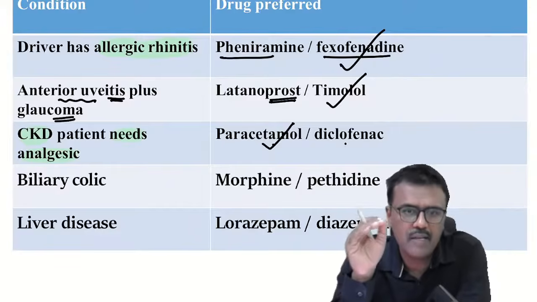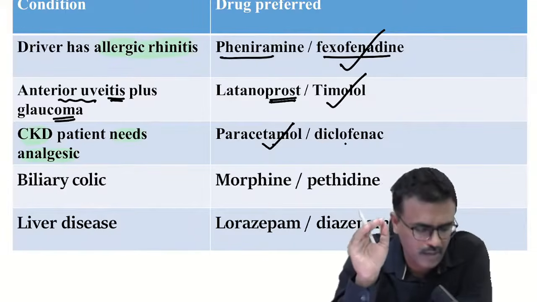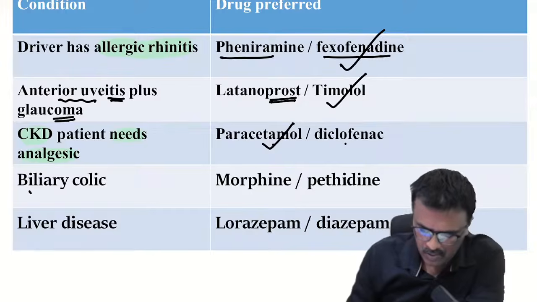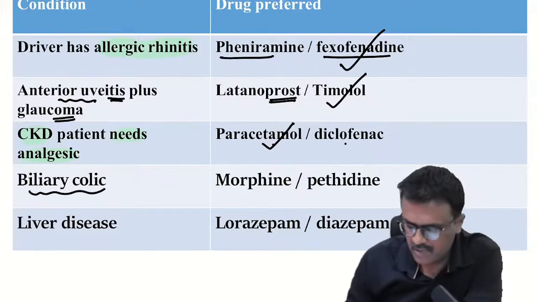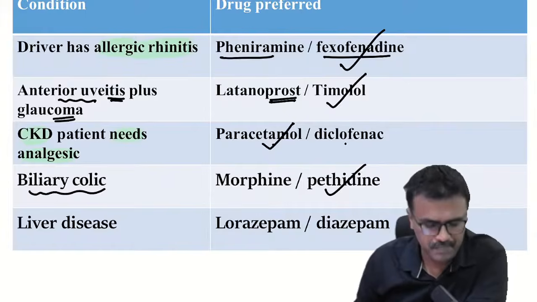Tell me, is there any other name for paracetamol? It is also called acetaminophen. Biliary colic, I have asked you plenty of times. I will prefer pethidine. Morphine I don't want to give.